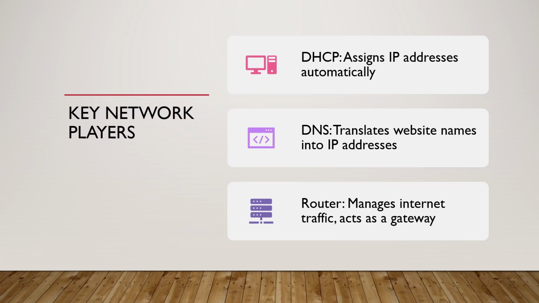There are a few more cool tools that keep your network running smoothly. DHCP: think of this as a network assistant that assigns IP addresses automatically when a device connects. DNS is like the internet's phone book. It translates human-friendly website names like example.com into numbers, which are your IP addresses that computers can understand. A router, your gateway to the internet, directs traffic and makes sure messages get to the right place.